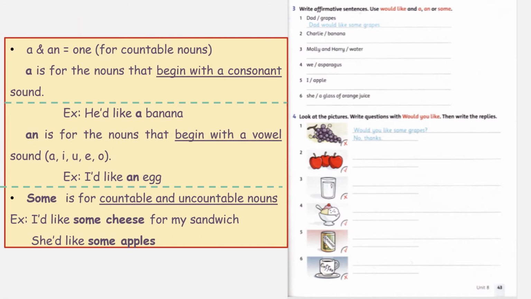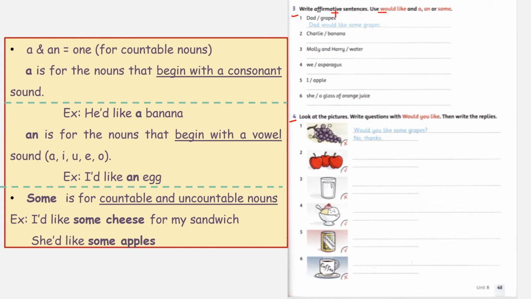Alright, so now let's move to page 43. We're gonna do exercise 3 and 4. Okay, part 3, you have to read the instruction first. Write the affirmative sentence. Affirmative, that means the positive one.